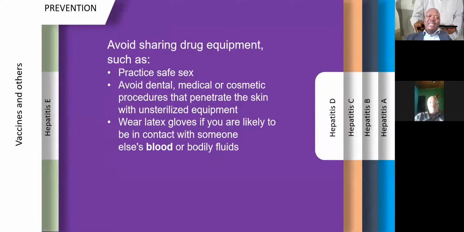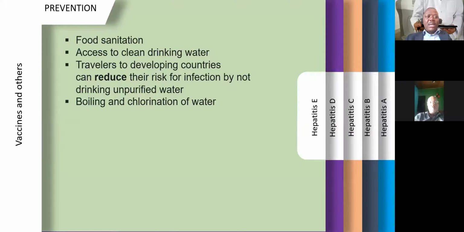How do you prevent D? Practice safe sex, avoid dental, medical, or cosmetic procedures that penetrate the skin with unsterile instruments. Use latex gloves if you're likely to be in contact with someone's blood or bodily fluids. How do you do it for E? Food sanitation, access to clean drinking water, travelers to developing countries.